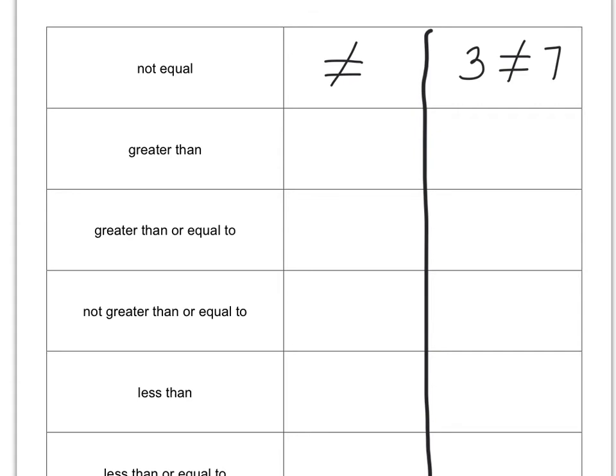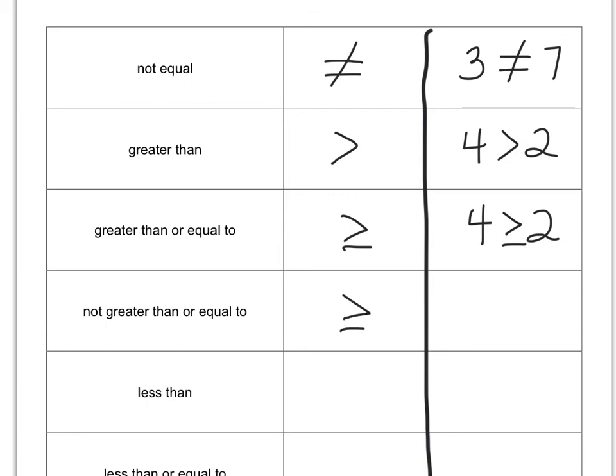The greater than symbol, which we just used on the other page, is the one that opens that way. Let's use 4 is greater than 2. Next we have greater than or equal to. The symbol looks just like the greater than sign, but it has that bar underneath, so that's greater than or equal to. I'm going to use 4 and 2 again, so 4 is greater than or equal to 2. Not greater than or equal to is just like that not equal sign: the greater than or equal to symbol with a line through it. I'm going to use those numbers up top again. 3 is not greater than or equal to 7.